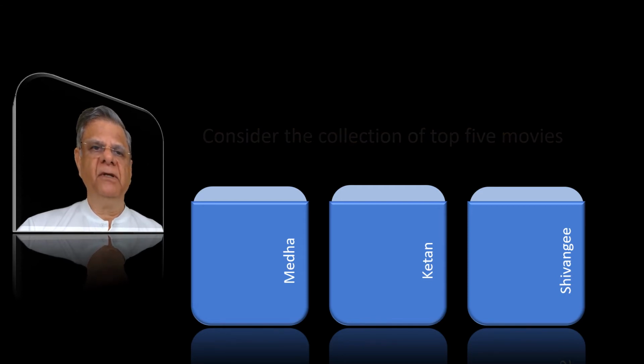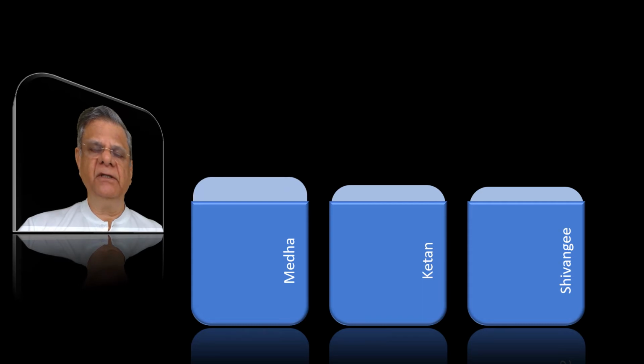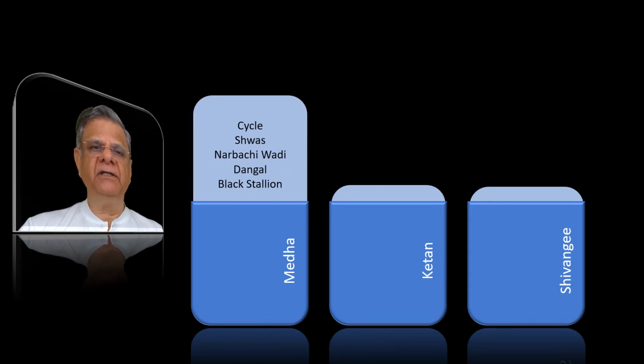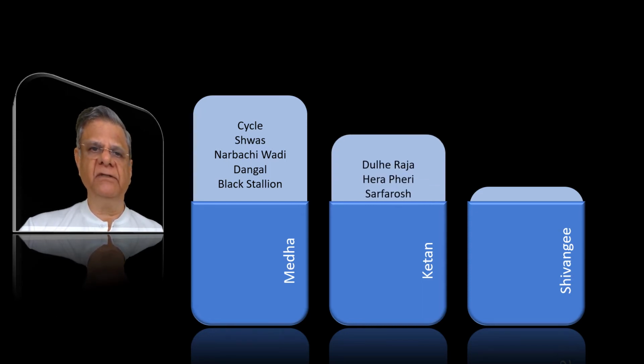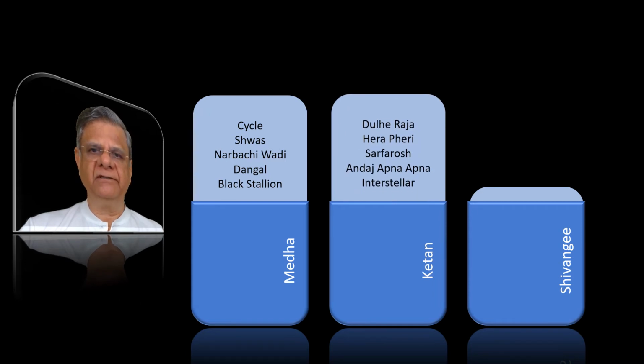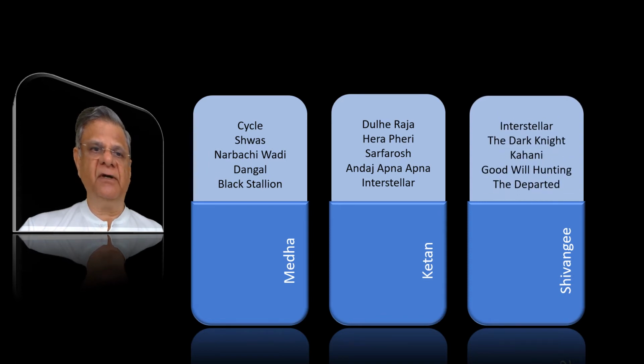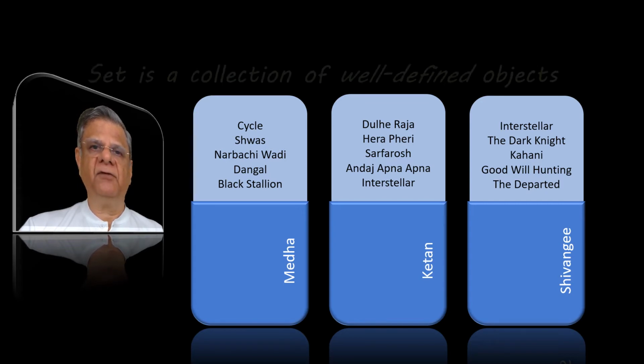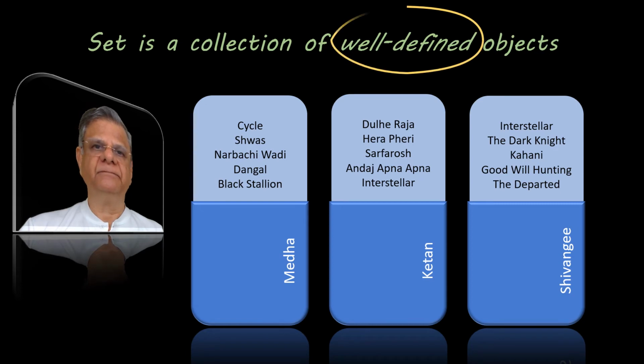For example, my wife will include one Hindi, three Marathi and one English movie on her list of top 5 movies, whereas my son will include four Hindi movies and one English movie in his list. My daughter-in-law will make a list of four English movies and one Hindi movie. Therefore, the collection of top 5 movies is not a set. Here the term top 5 is not well defined. Set is a collection of well-defined objects.